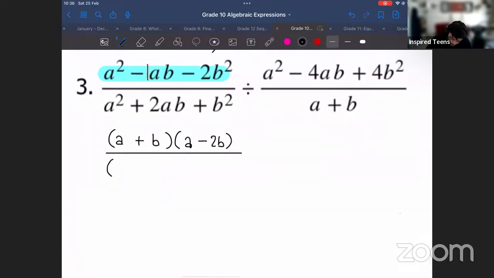I'm going to give you 2 minutes to try and factorize the bottom, and please give me your factors. You can type in your factors.